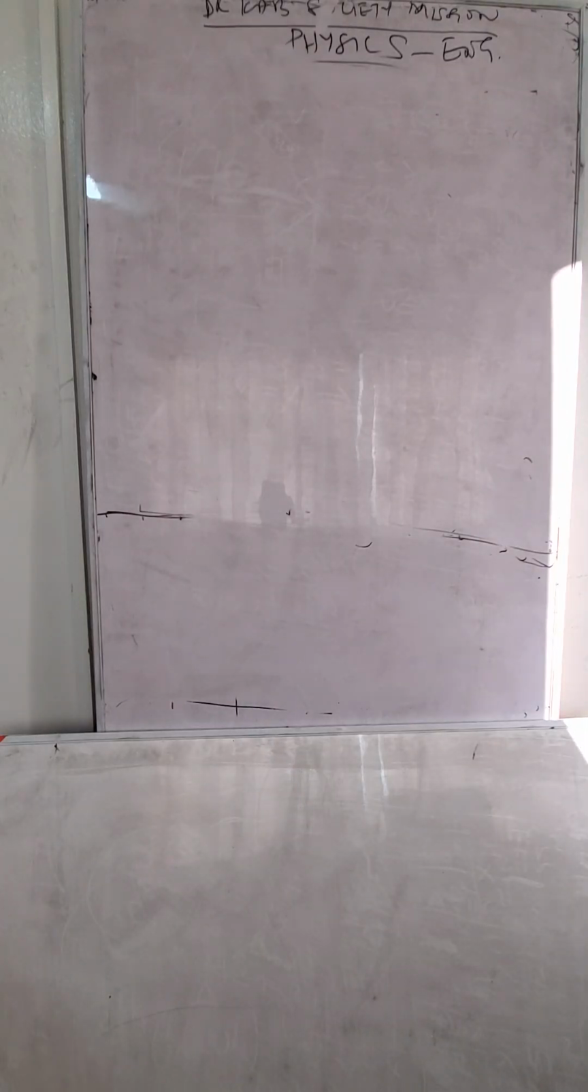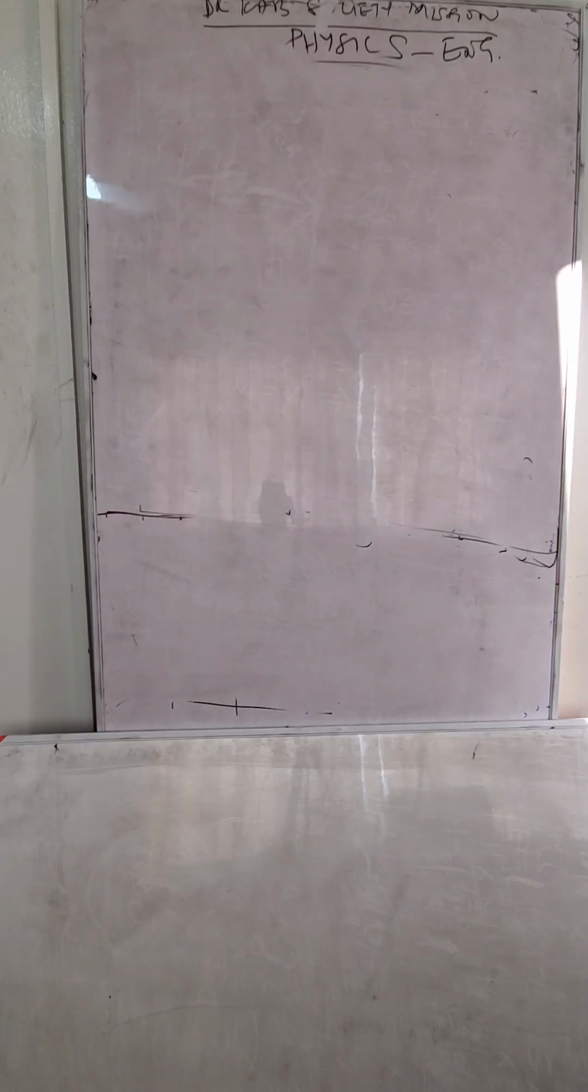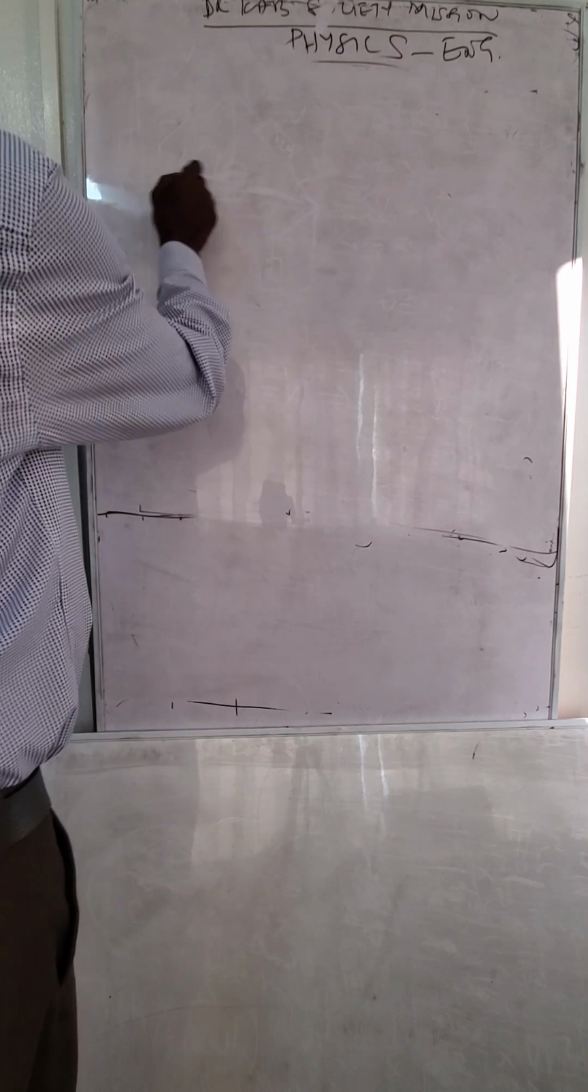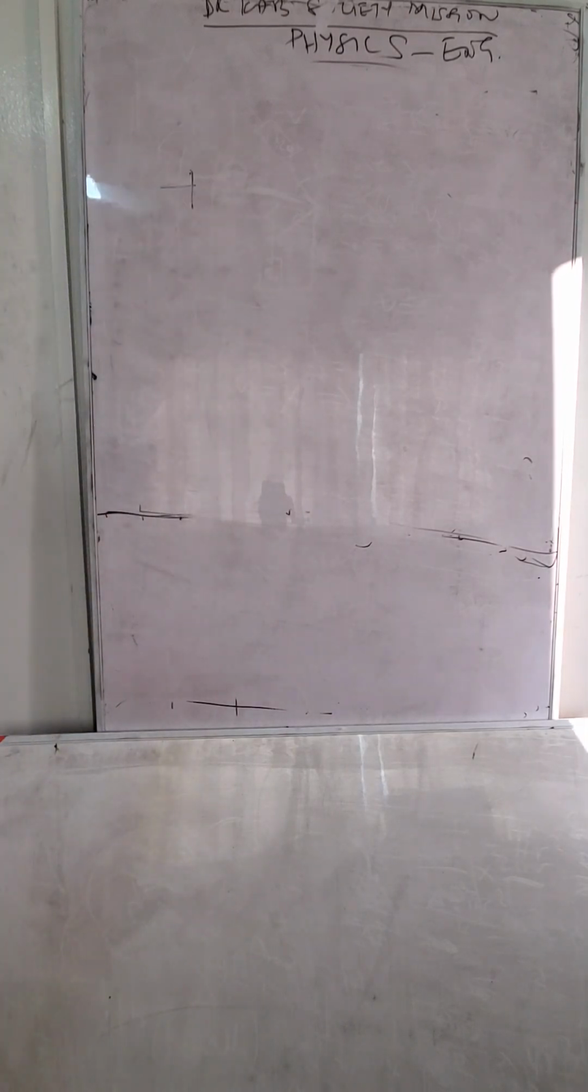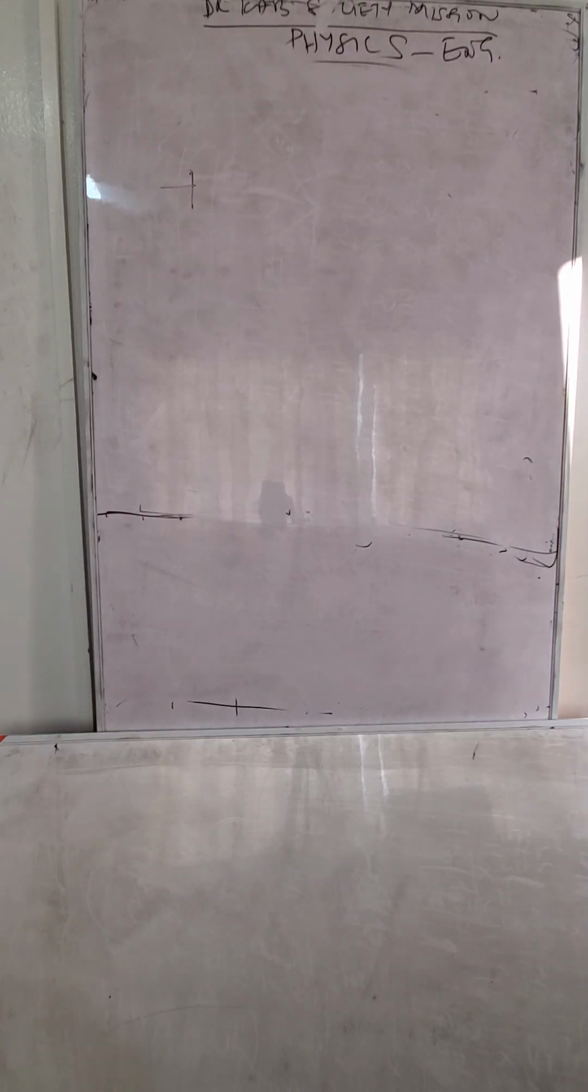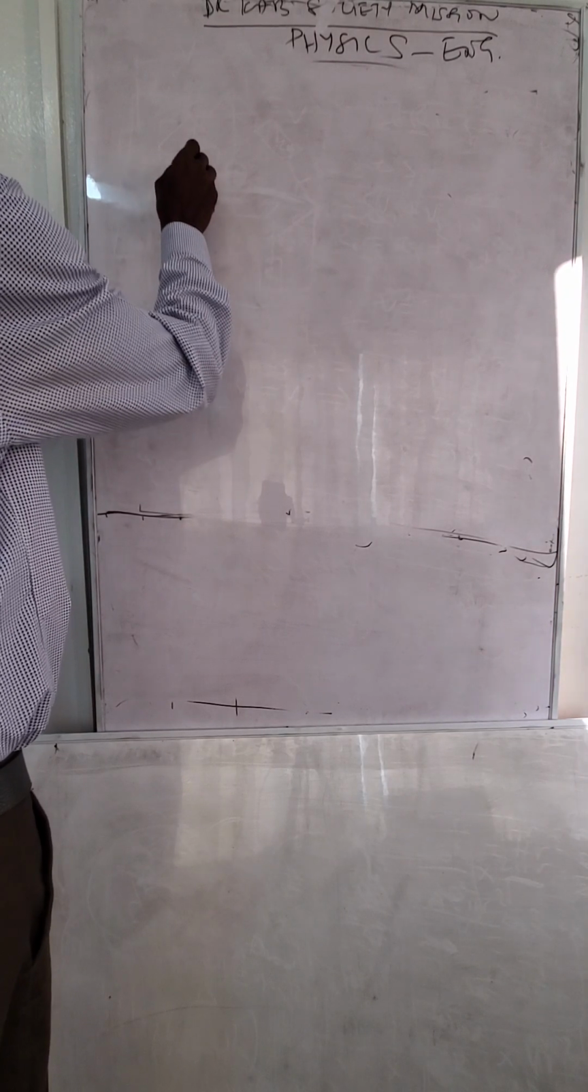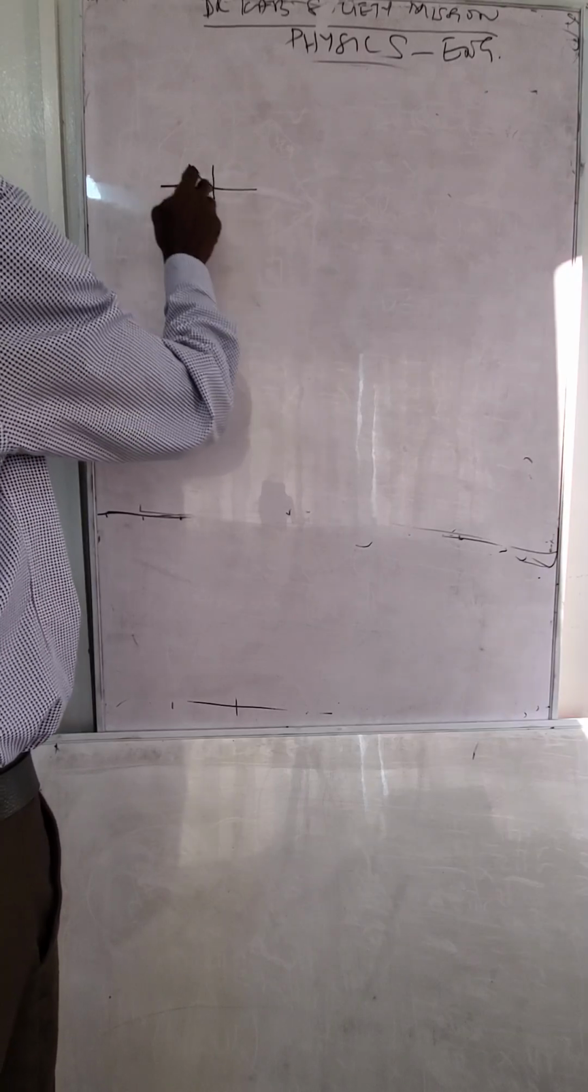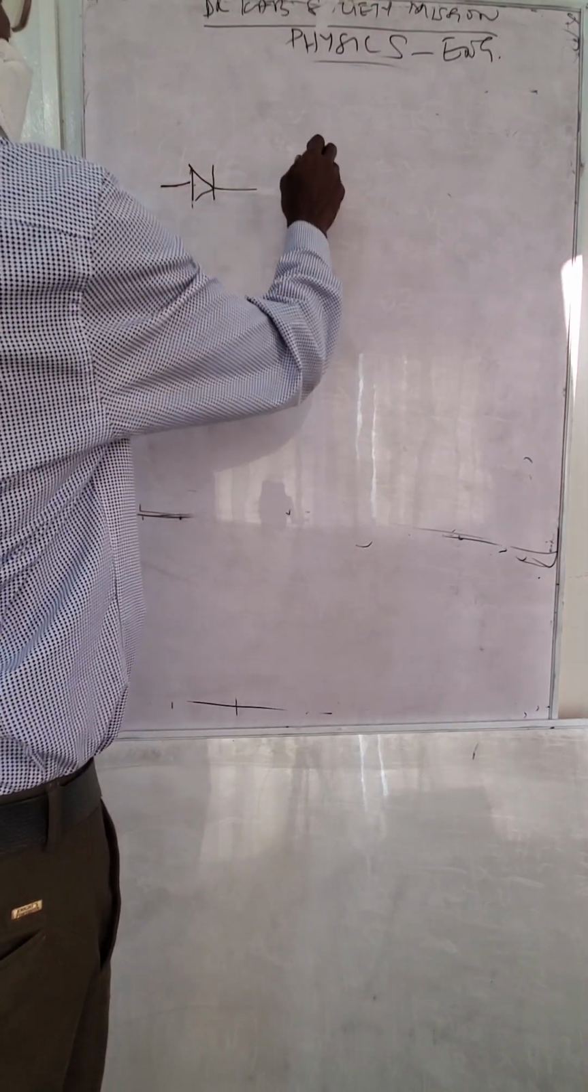So we will move on to the next chapter. Let's look at some symbols. So this is the diode. This is a symbol for the diode.